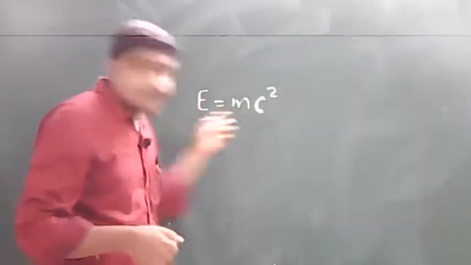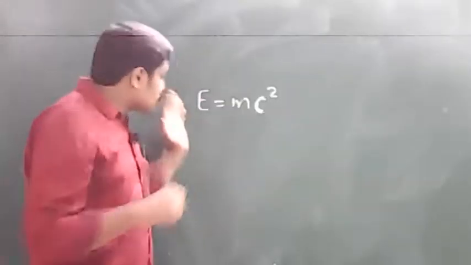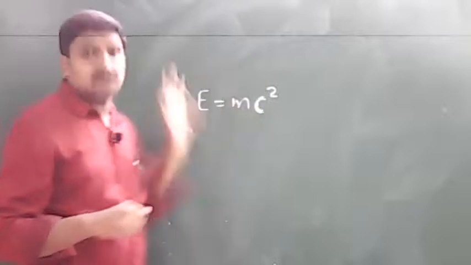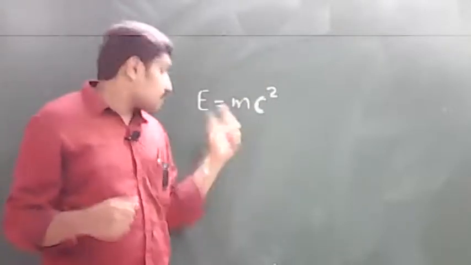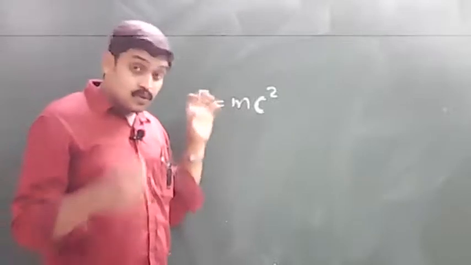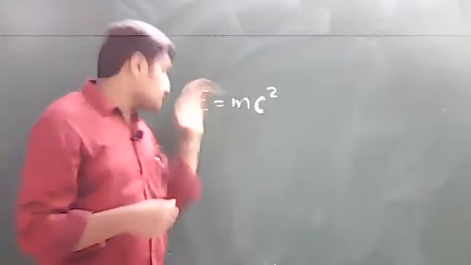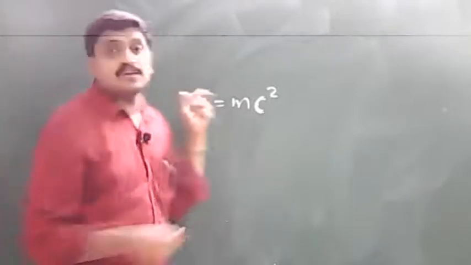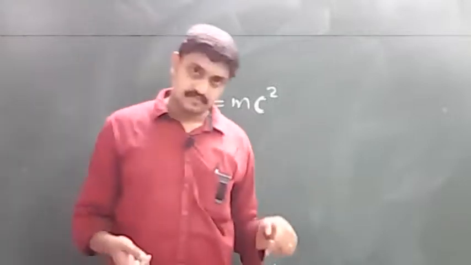So E equal to mc square is the equation which gives how we can change mass into energy and energy into mass. How much energy we can obtain when mass is converted into energy, or how much mass we can obtain when energy is converted into mass. That relation is obtained from this equation, E equal to mc square.